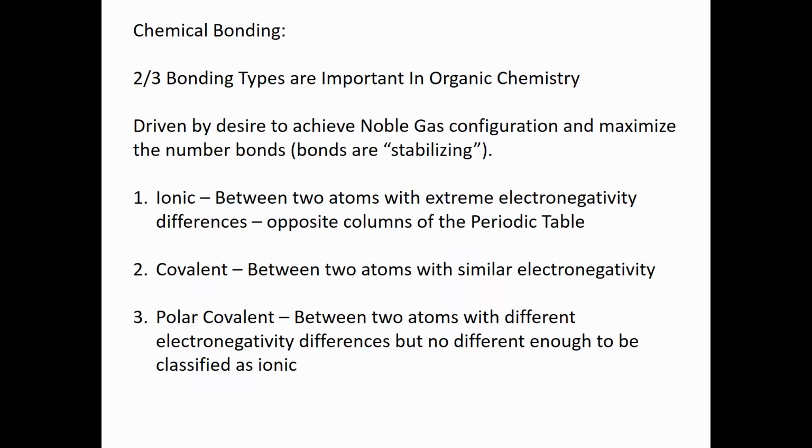All right, let's look at chemical bonding. There are two to three bonding types, depending on how you classify the third bonding type, that are important in organic chemistry. Okay, chemical bonds are driven by the desire to achieve a noble gas configuration and the maximum number of bonds. Bonds are stabilizing.